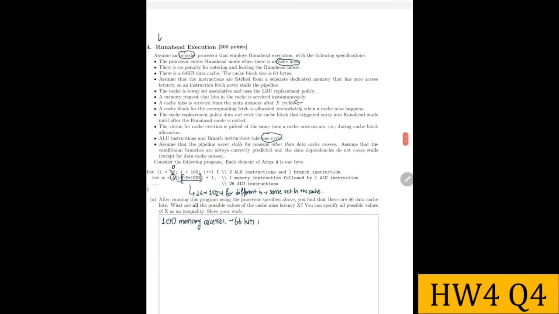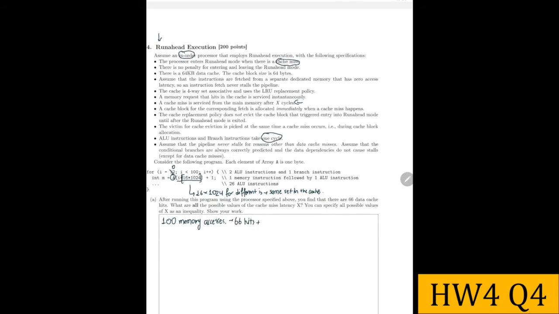After running this program using the processor specified above, you can find that there are 66 data cache hits. And what are all the possible values of the cache miss latency X? You can specify them using an inequality and show your work. Okay, so how many memory accesses do we have in total? We have 100 memory accesses, right? Okay, so with 100 memory accesses, we want 66 hits. So we need, how many misses?